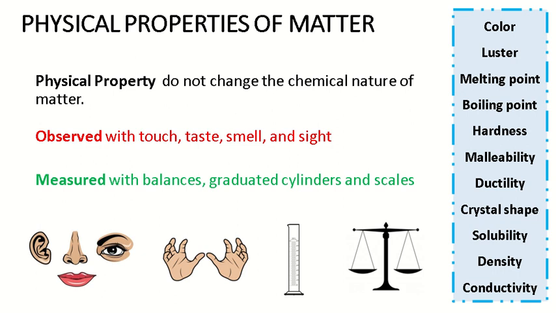So when you have a compound or a substance and you want to observe the physical properties of that substance, you don't have to change it. You don't have to do any reaction. You can observe it with touch, taste, smell, and sight. You can also measure its volume, mass, weight with balances, graduated cylinders, and scales.